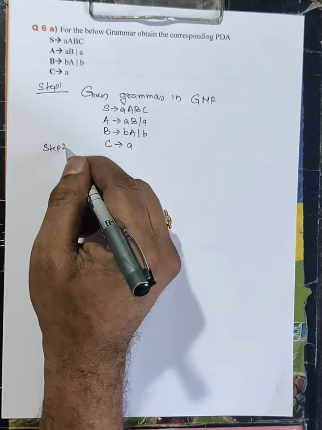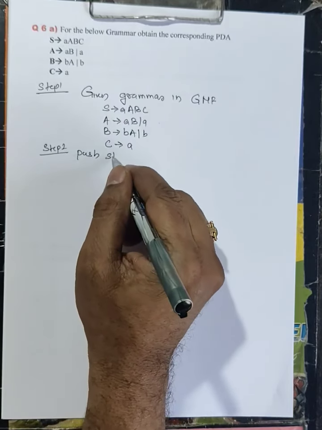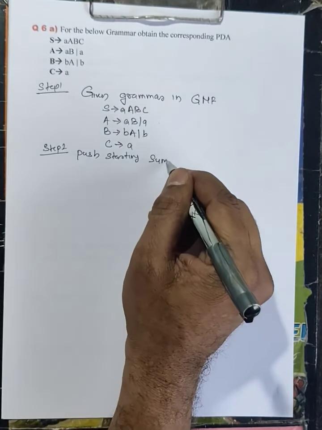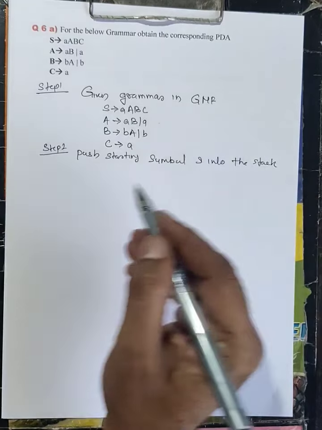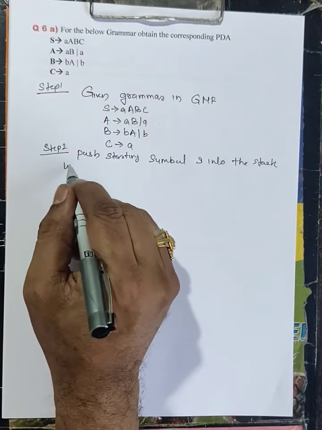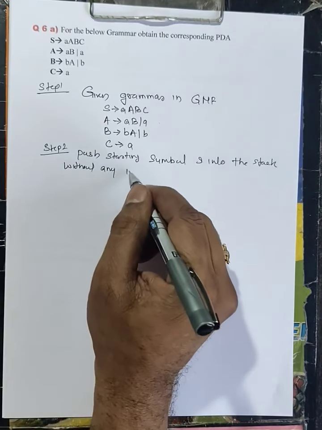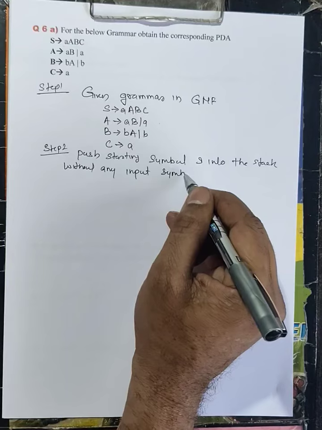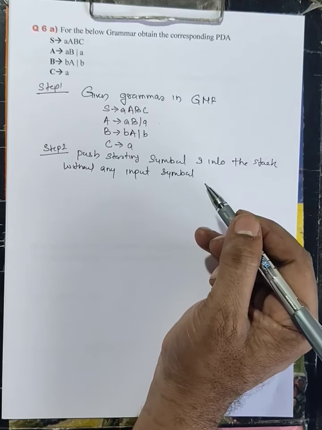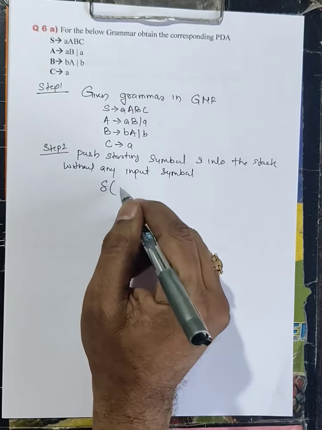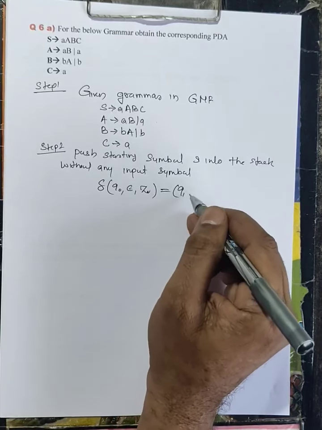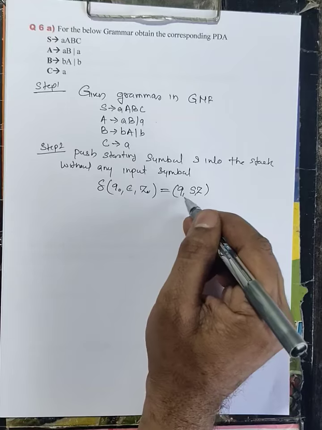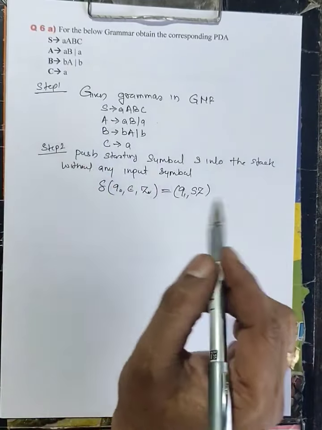Step 2. Push the starting symbol S into the stack without any input symbol, and take a transition from Q0 to a new state. Means the transition is delta of Q0, epsilon, Z0 equals Q1, S Z0. Here the starting symbol is S. Push S into the stack.